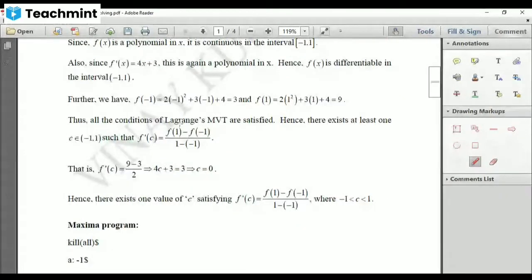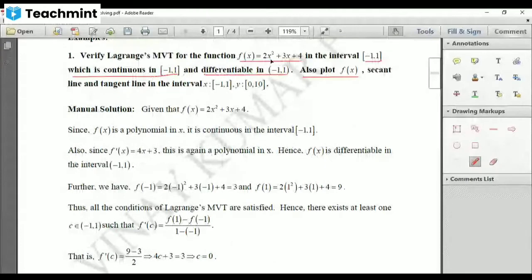So f of x is 2x square plus 3x plus 4. And remember, this is a polynomial, and polynomials are continuous and differentiable. They are given as continuous and differentiable. And what is the derivative of f of x? The derivative of x square is 2x, 2 into 2, 4x, plus the derivative of x is 1, 1 into 3 is 3, plus the derivative of 4 is 0.